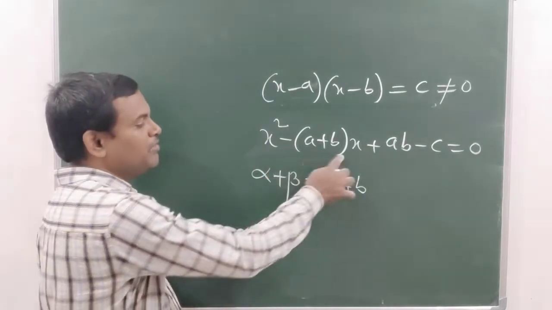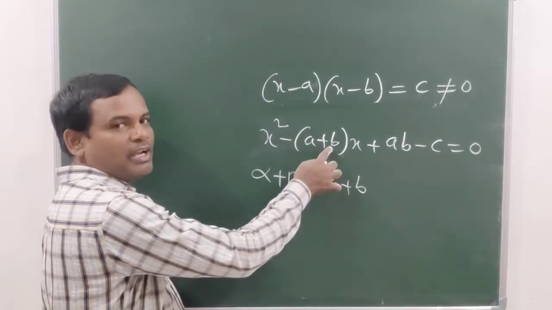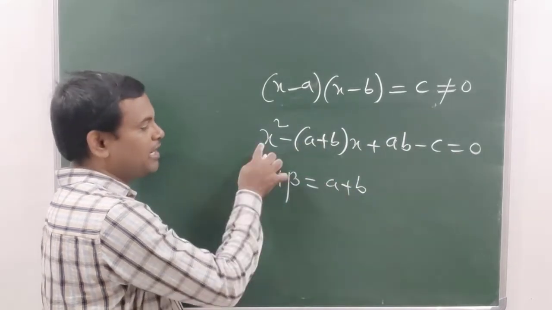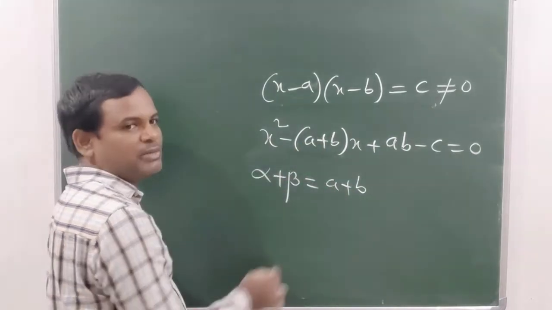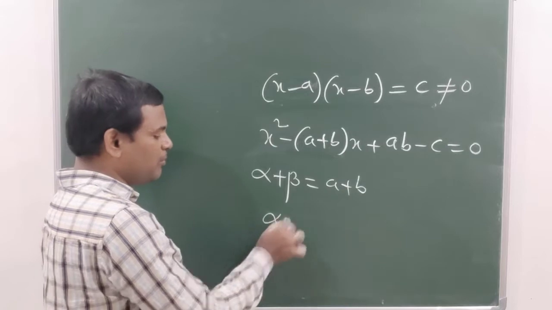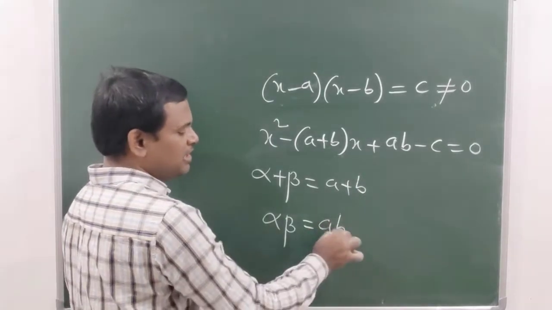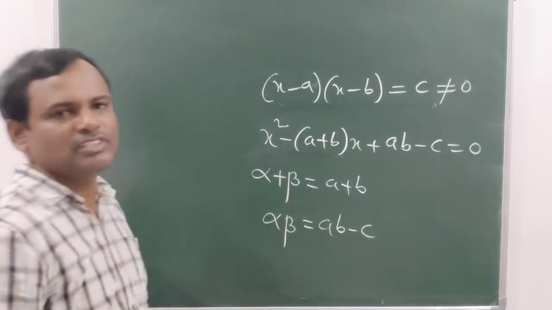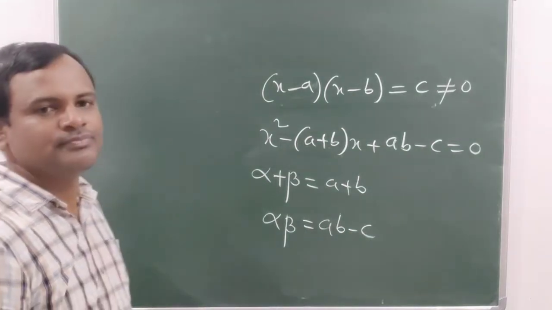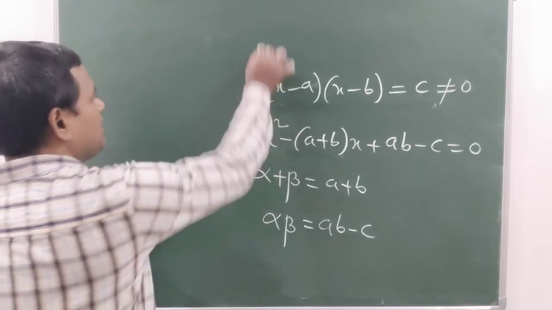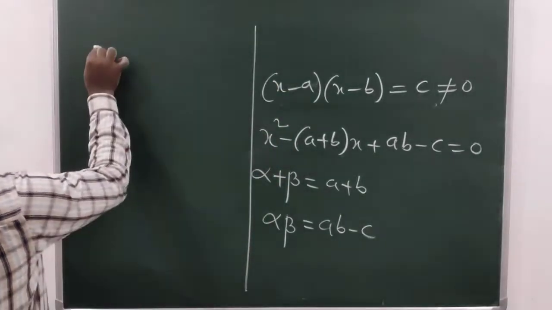Minus b, b value, minus of (a plus b), minus into minus plus, and a value 1 is there. Alpha plus beta is a plus b, and alpha beta, product of the roots, is c by a. c by a means ab minus c. This is the product of the roots. Okay, right, keep it aside and see here.